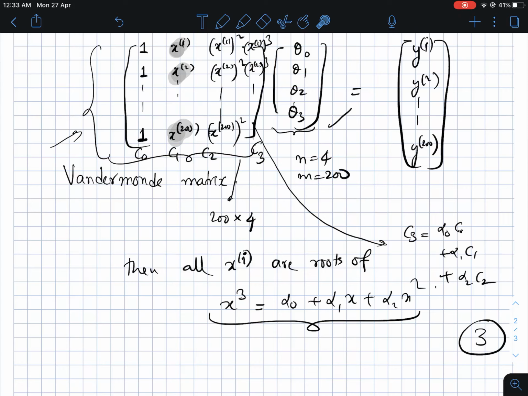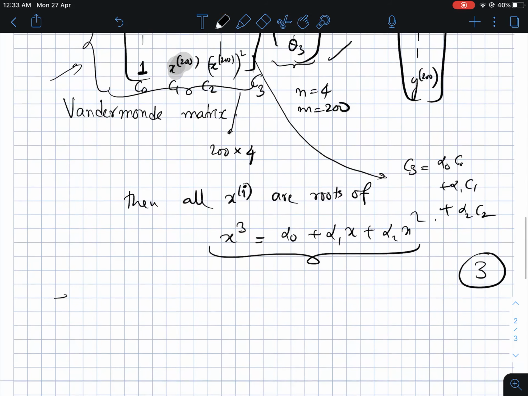Well, you can still use the pseudo inverse, right? Even if it is not a full rank matrix, you can use the pseudo inverse to get a solution to this least squares problem. So what's the issue, right? A larger degree polynomial in general will give a better fit.